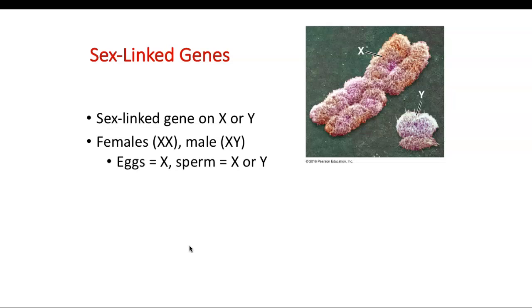Thomas Hunt Morgan used the words wild type and mutant. What do they mean? Well, wild type means dominant, mutant means recessive. So Thomas Hunt Morgan is the one that studied fruit flies, and he found that eye color in fruit flies was X-linked. So red is dominant, white is recessive, and it's X-linked.